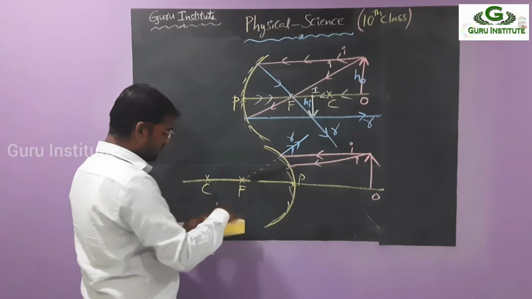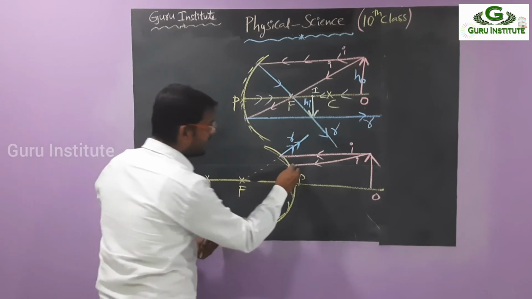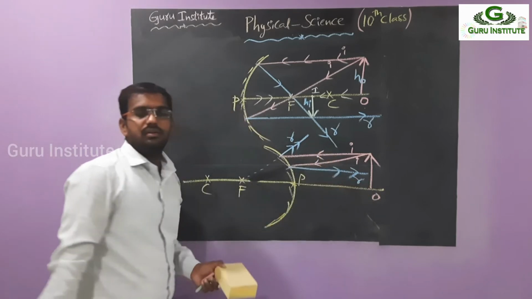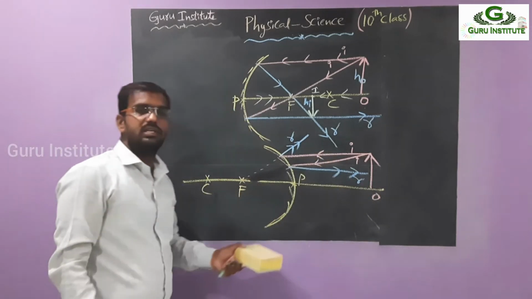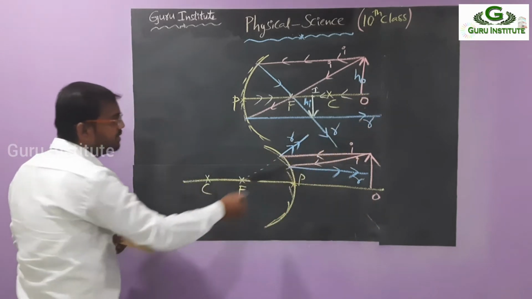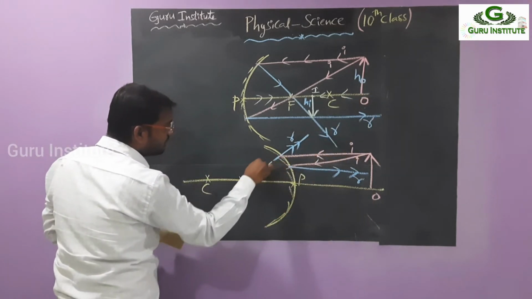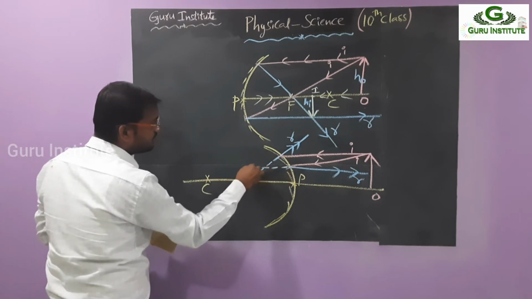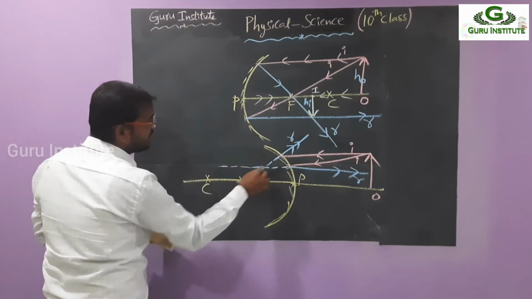And that should be which one? Parallel to the principal axis. These two are not meeting, right? In the convex mirror we already saw they are not meeting directly. So that's why we have to extend them to the back side. So I am extending this one. What happened? It is meeting here.